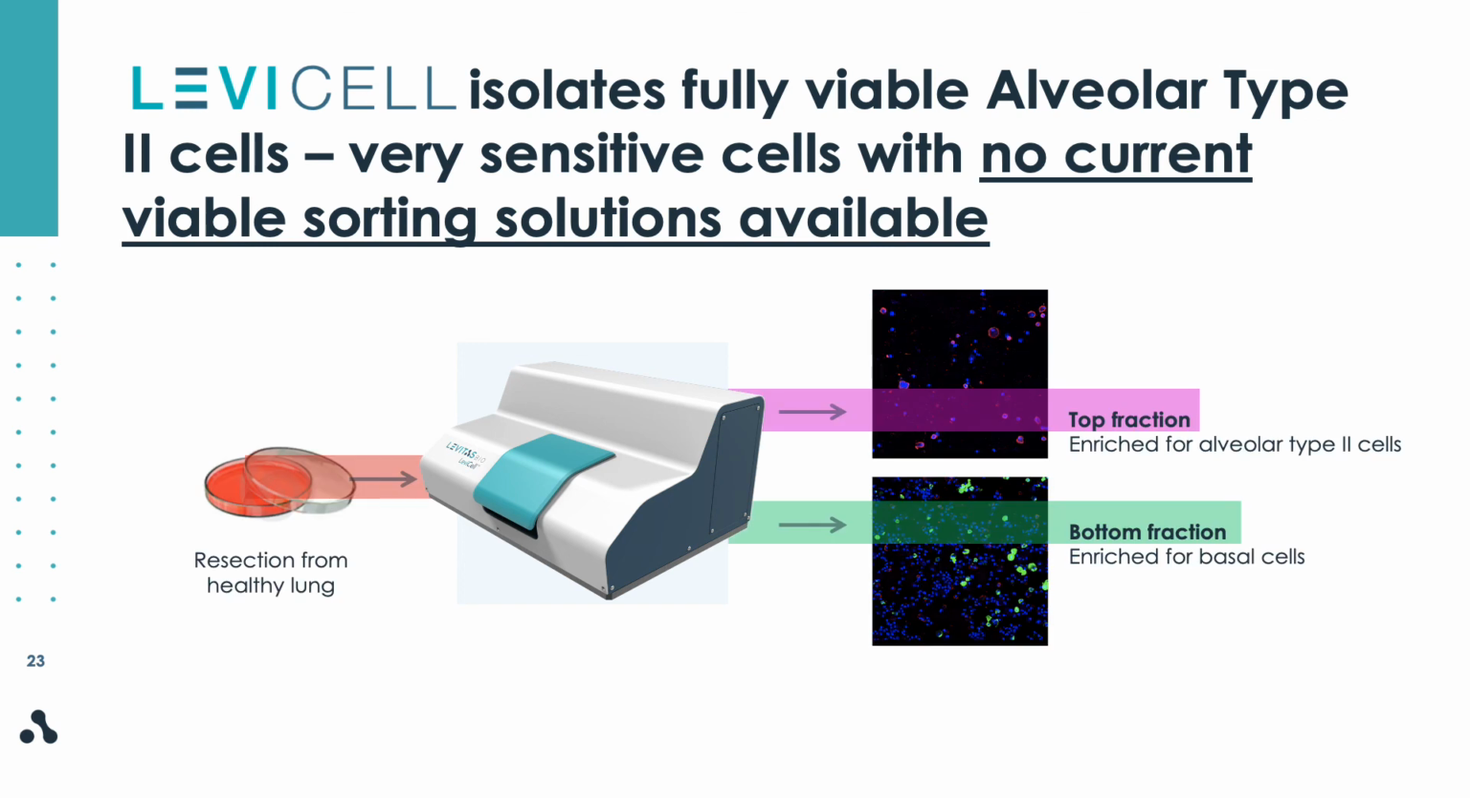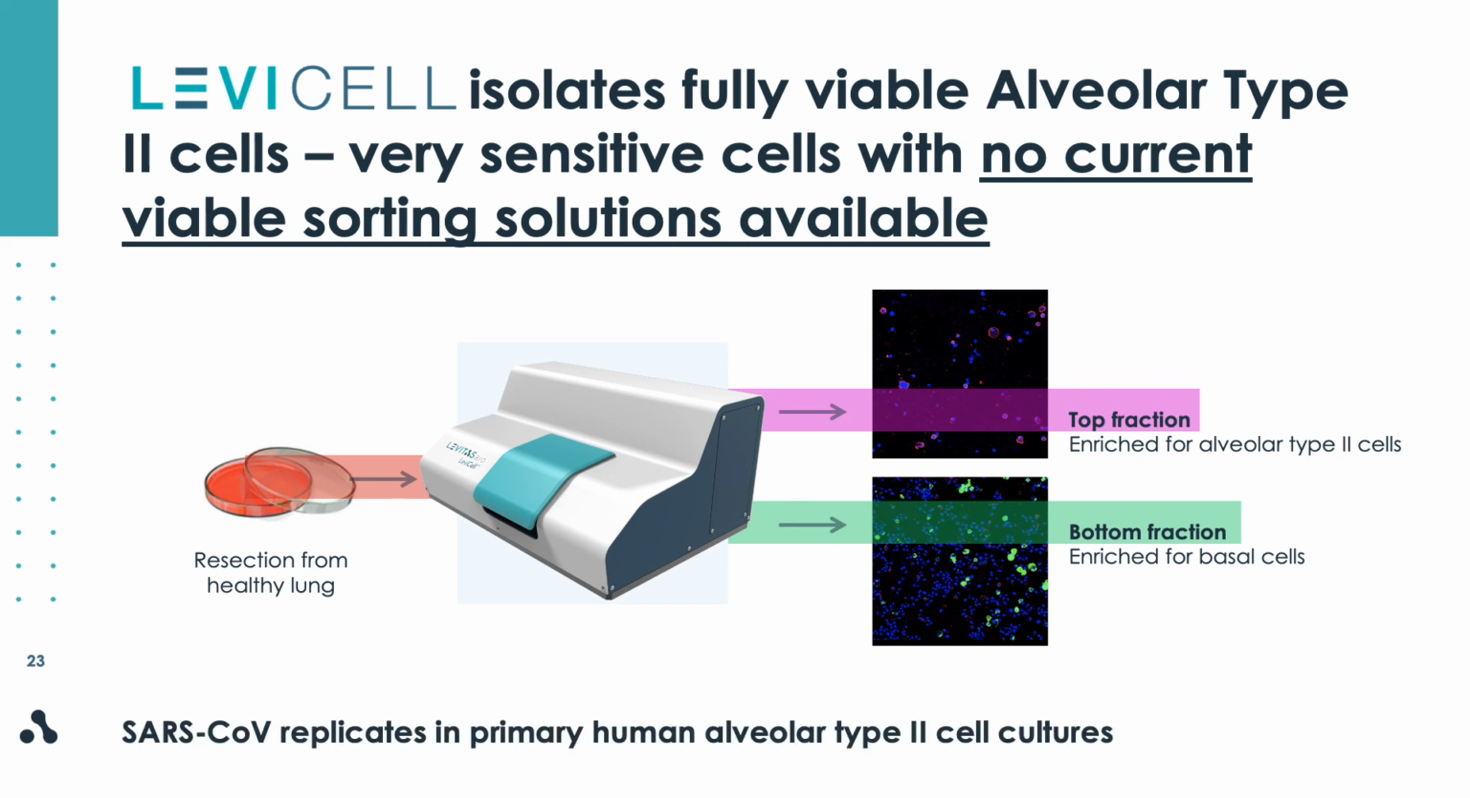What the Desai lab does is they start with a healthy lung tissue, they dissociate it very gently, and then by flowing them through our system, they're able to enrich for alveolar type 2 cells, removing all the contaminants, basal cells, dead cells, and any other debris. This allows them to then get those cells into culture and use them for a variety of downstream assays.